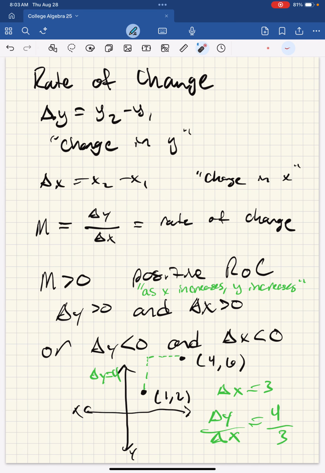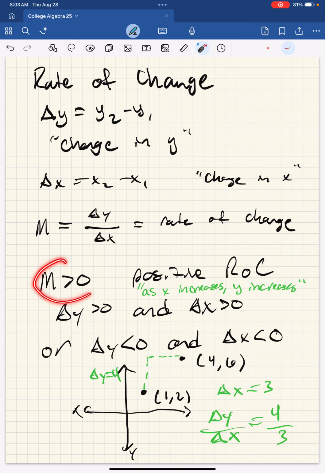So first we want to learn rate of change. This is delta y, which just means the difference in two y values, or simply change in y. This is delta x, the change in x. So the rate of change is defined as delta y over delta x. So commonly we use the letter m and refer to this as slope.